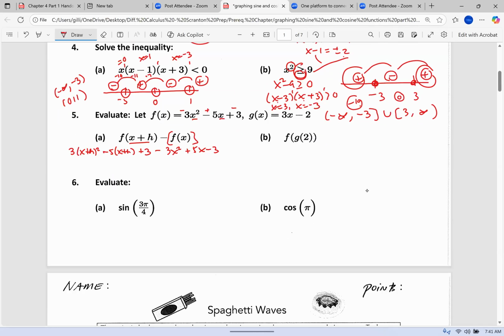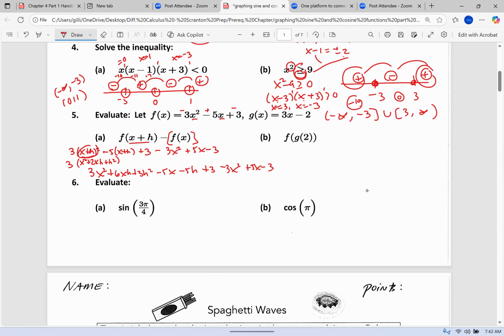But now you have to simplify this. You have to square this, and when you FOIL that out, sorry to be quick, it is x squared plus 2xh plus h squared. Then I'm going to multiply everything through by 3. So it gets a little tedious, but you can do it. Just keep pushing through. Minus 5x minus 5h plus 3 minus 3x squared plus 5x minus 3.